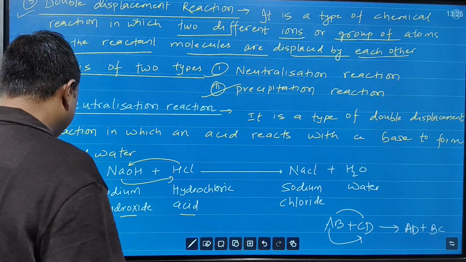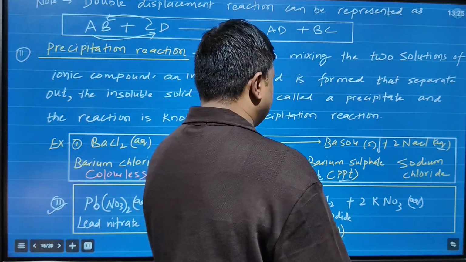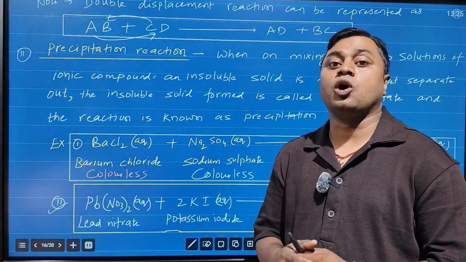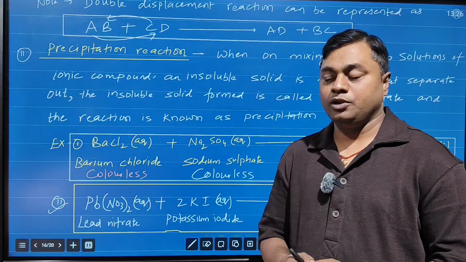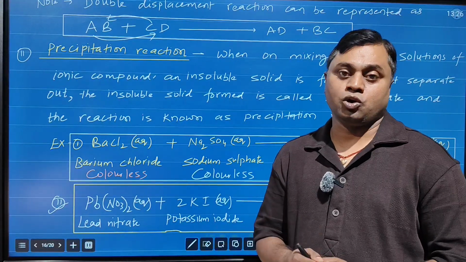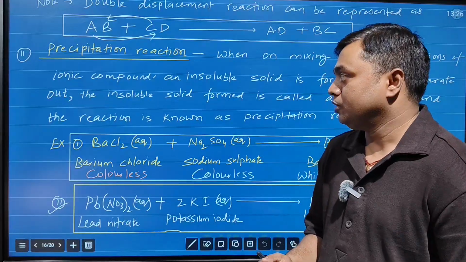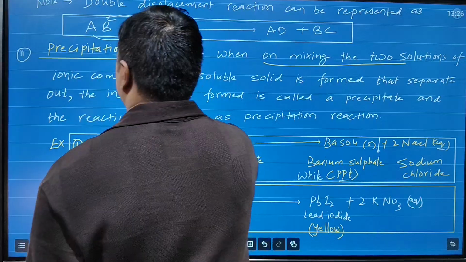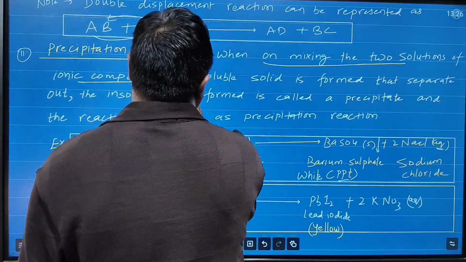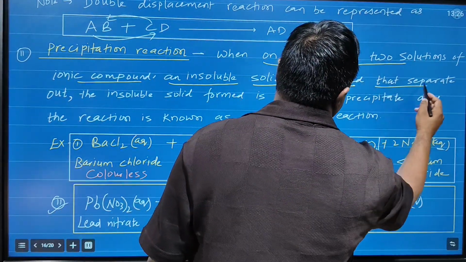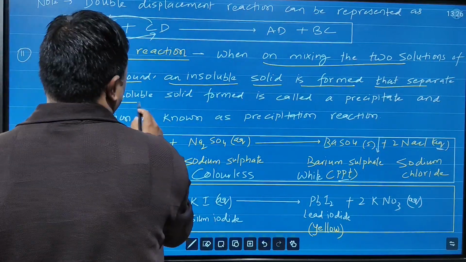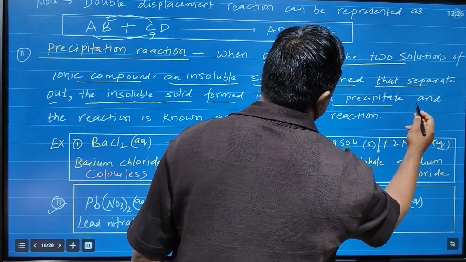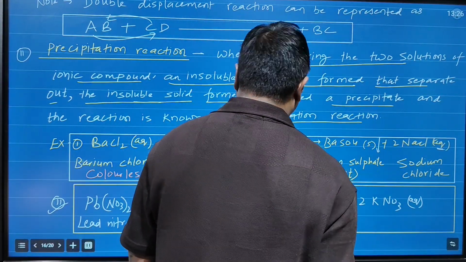That is a neutralization reaction. When we talk about the precipitation reaction, it is a type of double displacement reaction in which an insoluble solid precipitate is formed. So what is a precipitate? An insoluble solid. This is called a precipitate. So we can see the definition: when on mixing two solutions of ionic compounds, an insoluble solid is formed that separates out, the insoluble solid formed is called a precipitate, and the reaction is called a precipitation reaction.